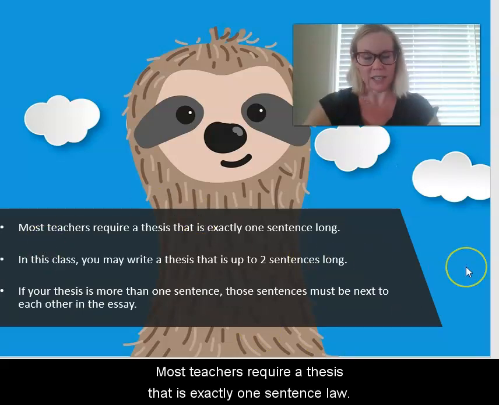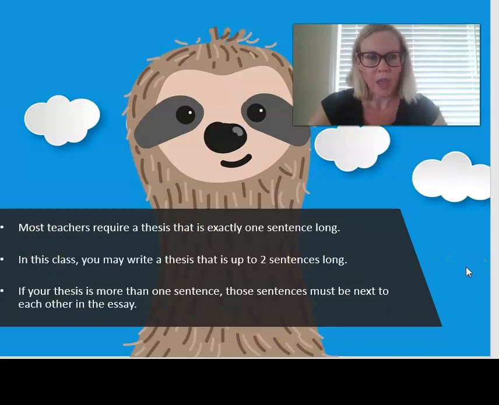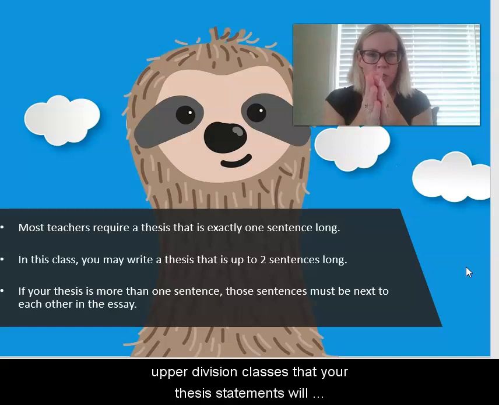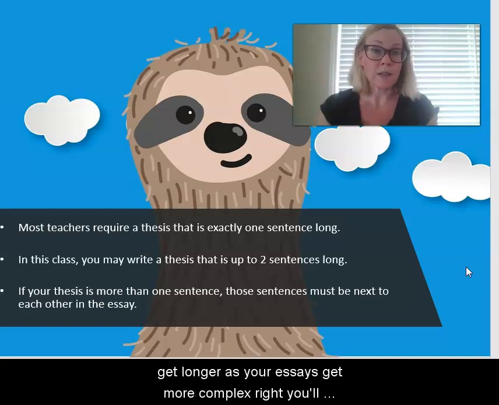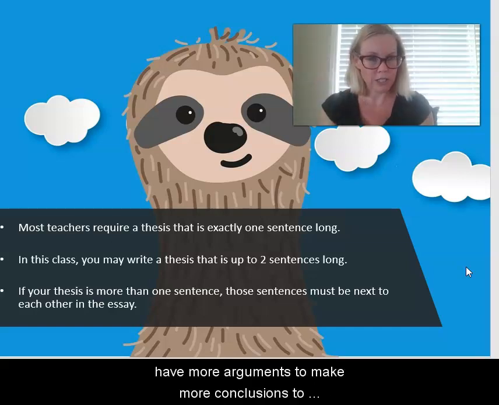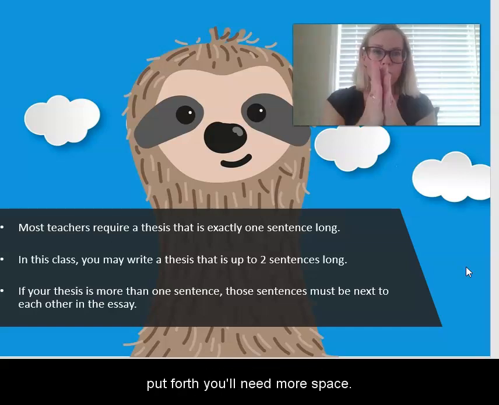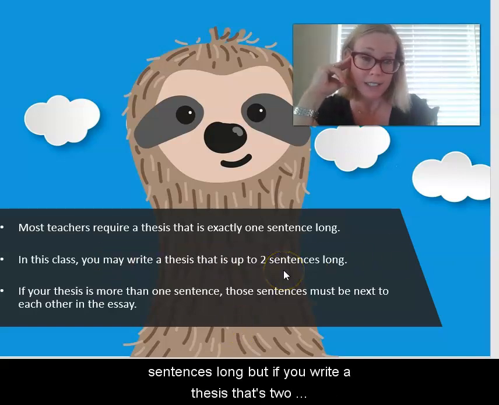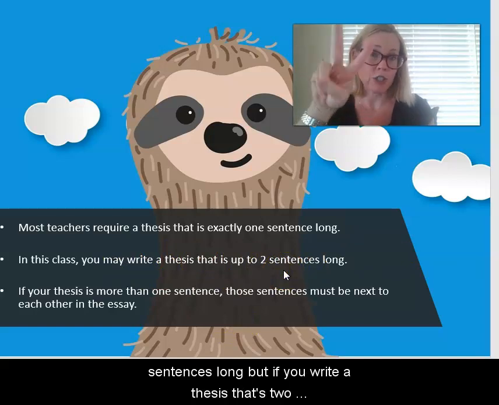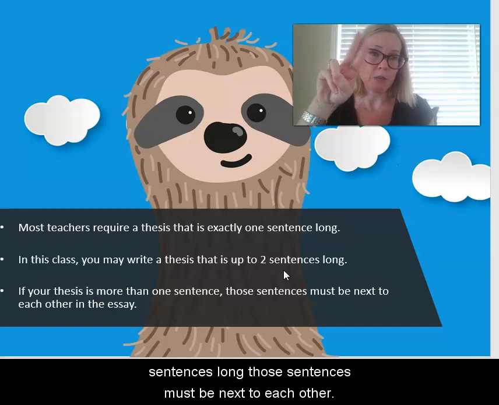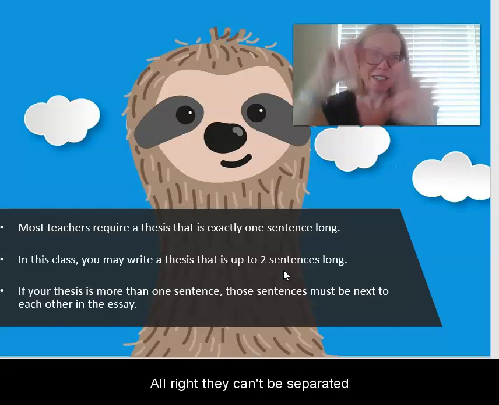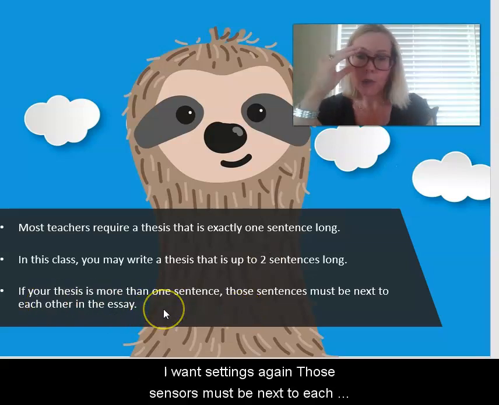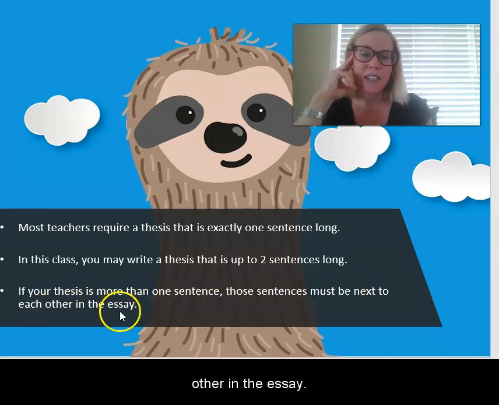Most teachers require a thesis that is exactly one sentence long. But you'll find, especially as you start going through your upper division classes, that your thesis statements will get longer as your essays get more complex, right? You'll have more arguments to make, more conclusions to put forth. You'll need more space. In this class, you may write a thesis that is up to 2 sentences long. But if you write a thesis that's 2 sentences long, those sentences must be next to each other. All right? They can't be separate. They have to be next to each other. If your thesis is more than one sentence, again, those sentences must be next to each other in the essay.